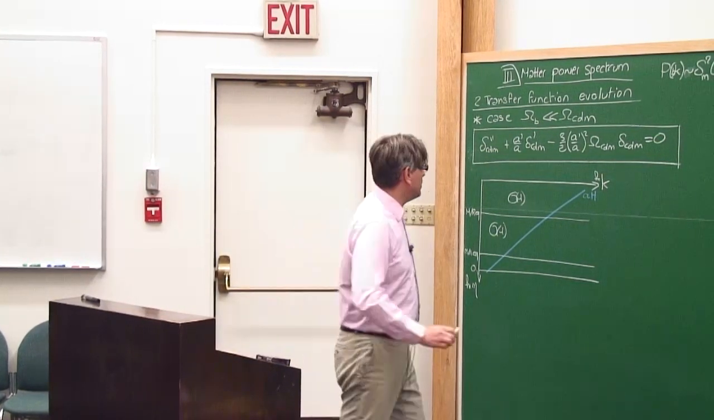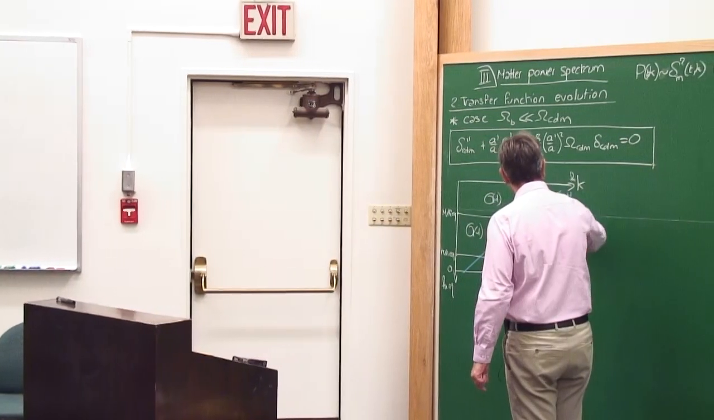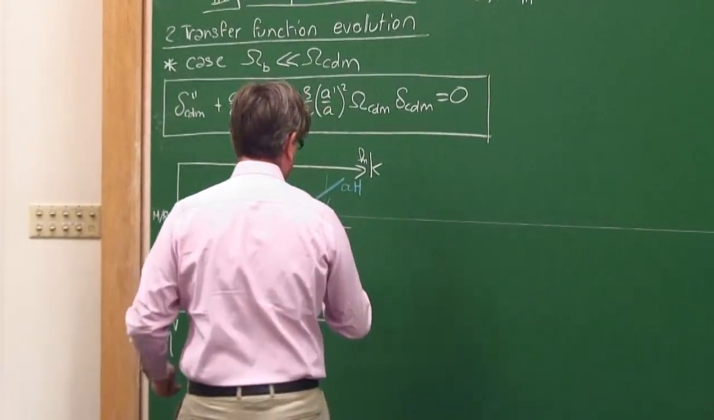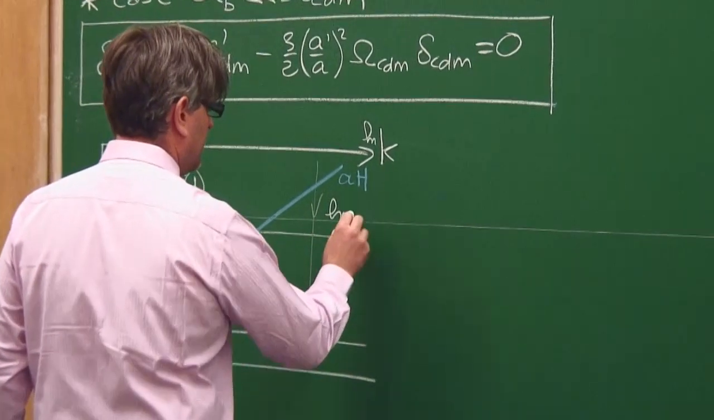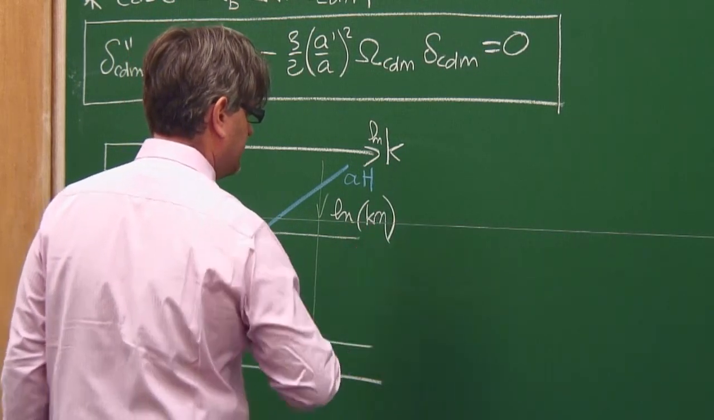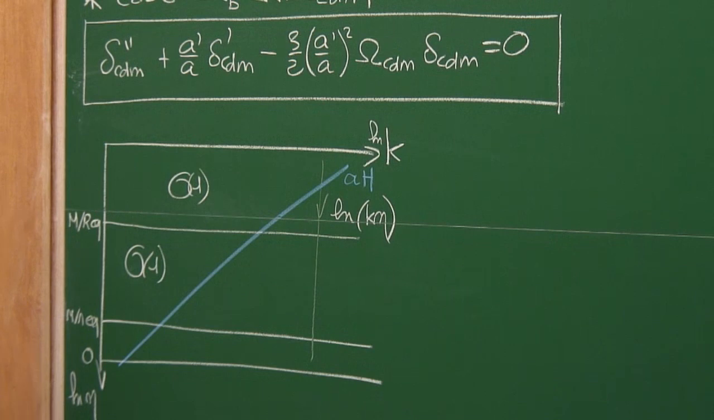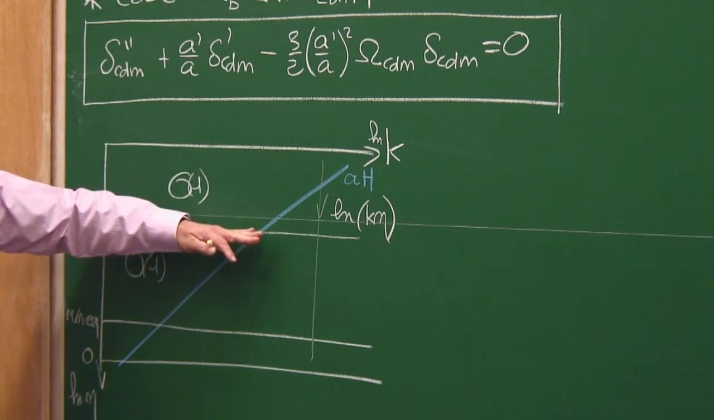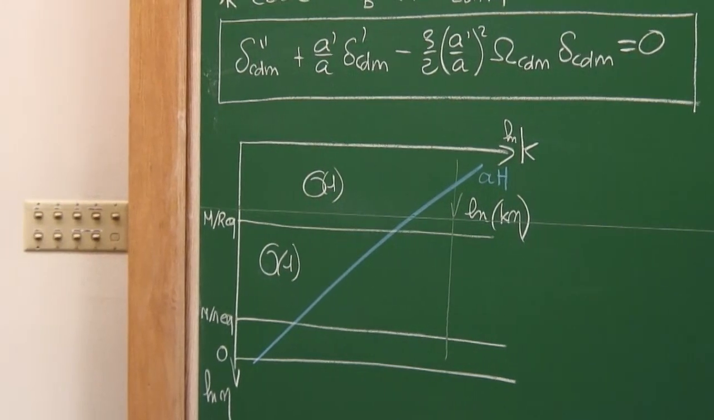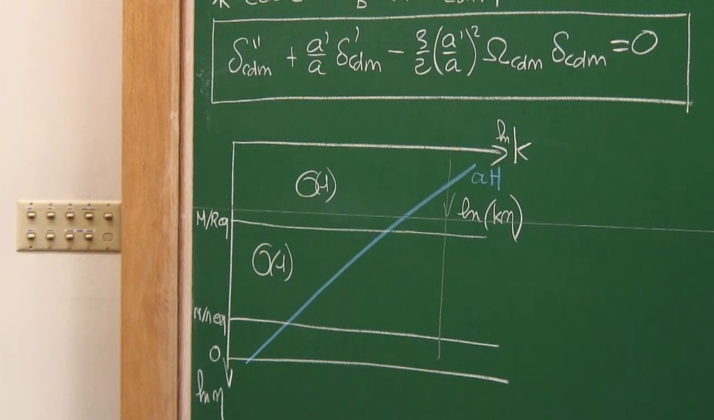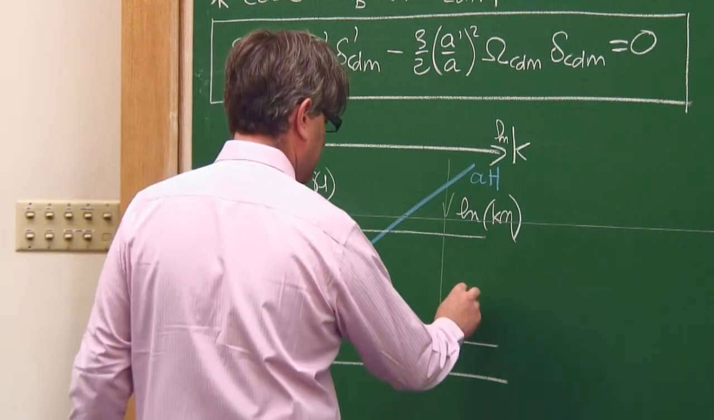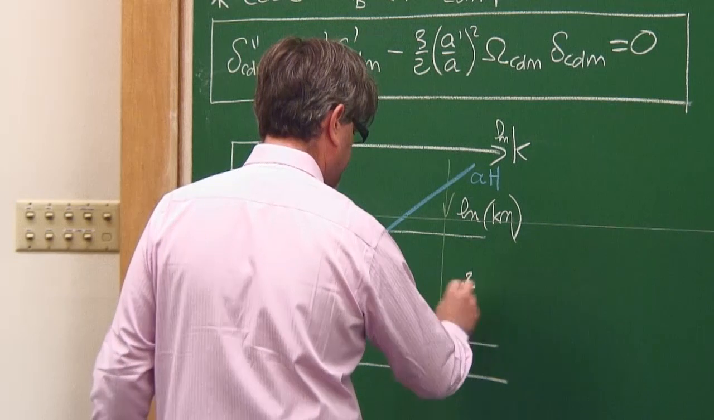However, when a mode crosses the Hubble radius during radiation domination, this is before this line, there is a slow growth of the perturbation. It's like a log of k, okay? Log of k eta. While during matter domination between this line and this line, the growth is much more efficient because it's just a clustering of a self-gravitating body. And the growth goes like eta squared.